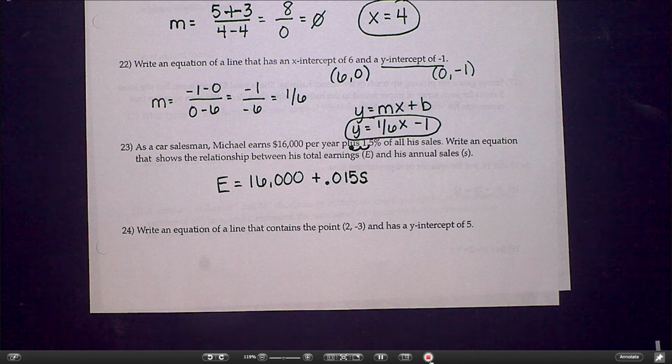Okay, 24. Write an equation of a line that contains this point and has a y-intercept of 5. Well, the problem here is that we need to find a way to find slope.